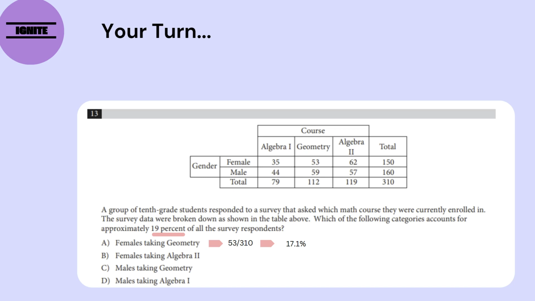Females taking algebra 2, on the other hand, would be 62 out of 310, which is 20%. Males taking geometry, in this case, would be 59, which is 19%. But let's check the last one. Males taking algebra 1 would be 35 out of 310, which is 14.2%. Now, only one answer choice matches up with what we have, and that is going to be males taking geometry.